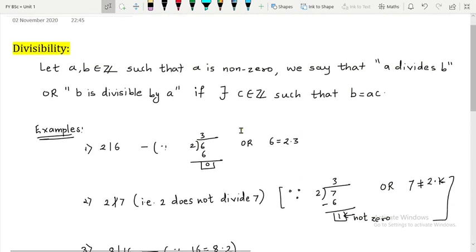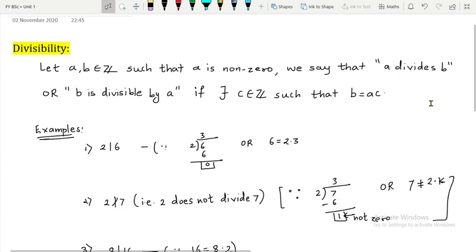Before that, let us see the definition of divisibility. Whenever we have two integers a and b, a should be non-zero, because I have told you the number by which we are dividing should be non-zero. Then we say a divides b, like 2 divides 6, or b is divisible by a, 6 is divisible by 2, if we are able to write b as b is equal to a multiplied by c.